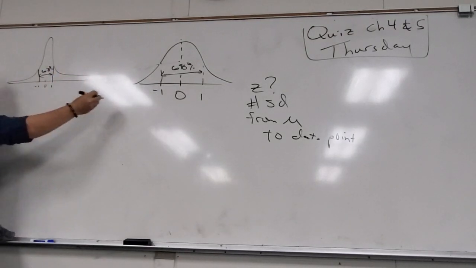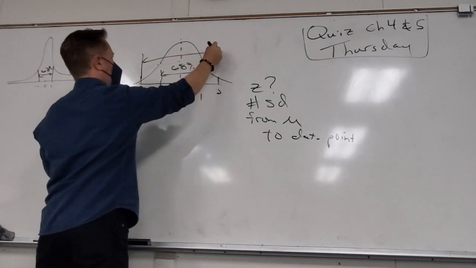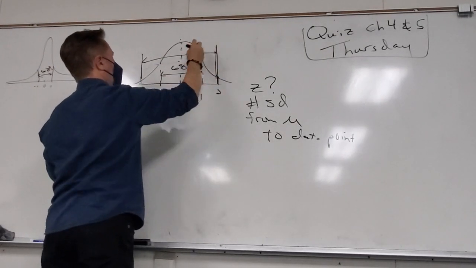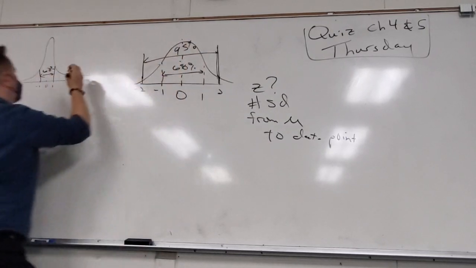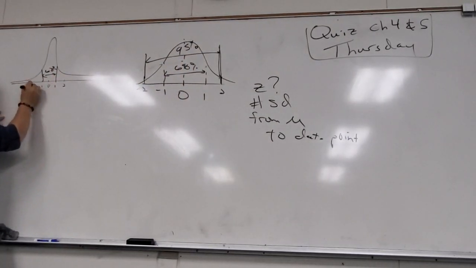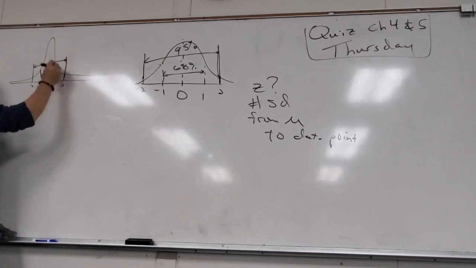Maybe about 2 steps out? How much is in there? 95. So here, 2 steps out, 95%.